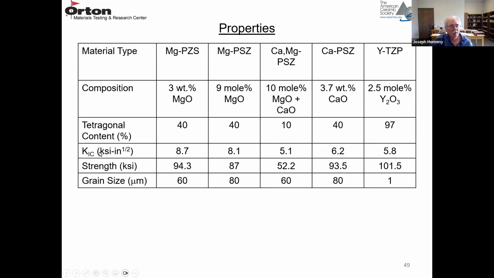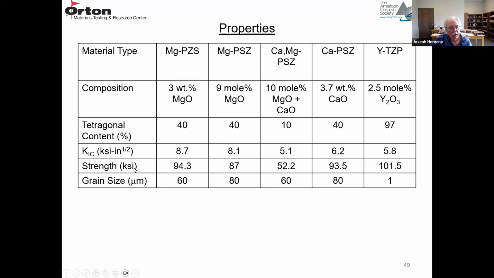K1C is the fracture toughness. So fracture toughness is a material's ability to resist crack growth. So the higher the toughness value, the more ductile the material is, basically. So this is in KSI square root of inches. And 8.7, 8.1. These are high values. These are 5.1 and 6.2. They're still high values for ceramics, and this is 5.8.